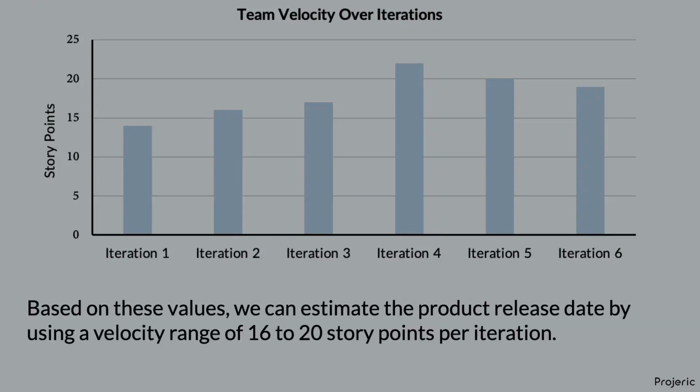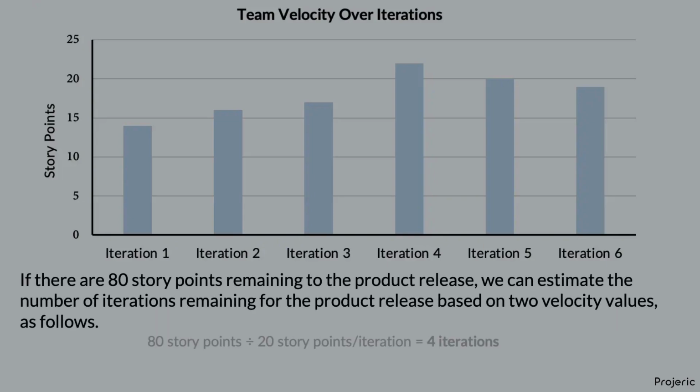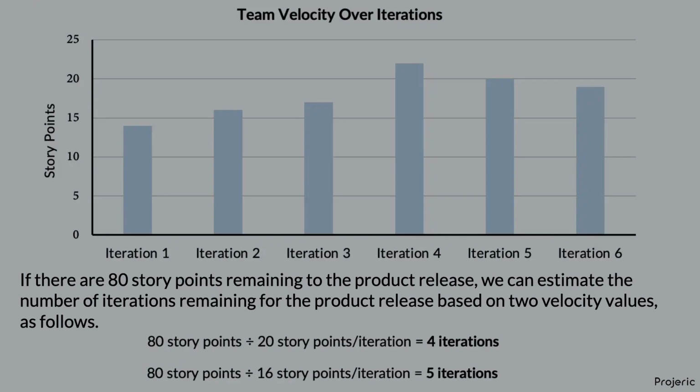Based on these values, we can estimate the product release date by using a velocity range of 16 to 20 story points per iteration. If there are 80 story points remaining to the product release, we can estimate the number of iterations remaining for the product release based on 2 velocity values as follows. 80 story points divided by 20 story points per iteration equals 4 iterations, and 80 story points divided by 16 story points per iteration equals 5 iterations. With these results, we can predict that the team will need to perform 4 or 5 iterations before product release.